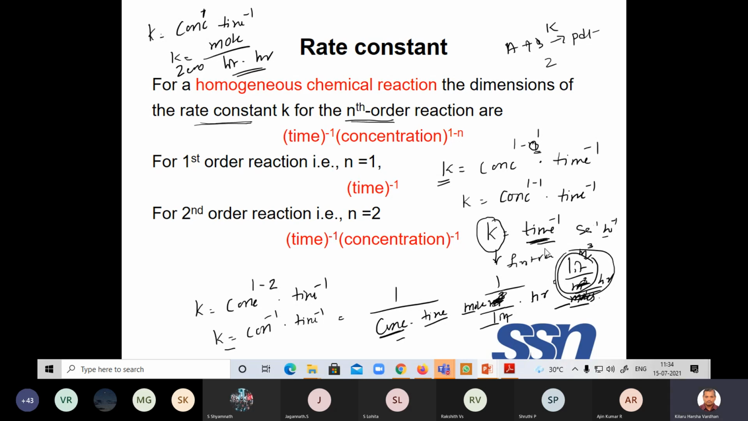Shall I go for the next slide? Any doubt? This is a very important bit. What is the order? Especially it is time power minus 1, concentration power 1 minus n. n is the order of a reaction.